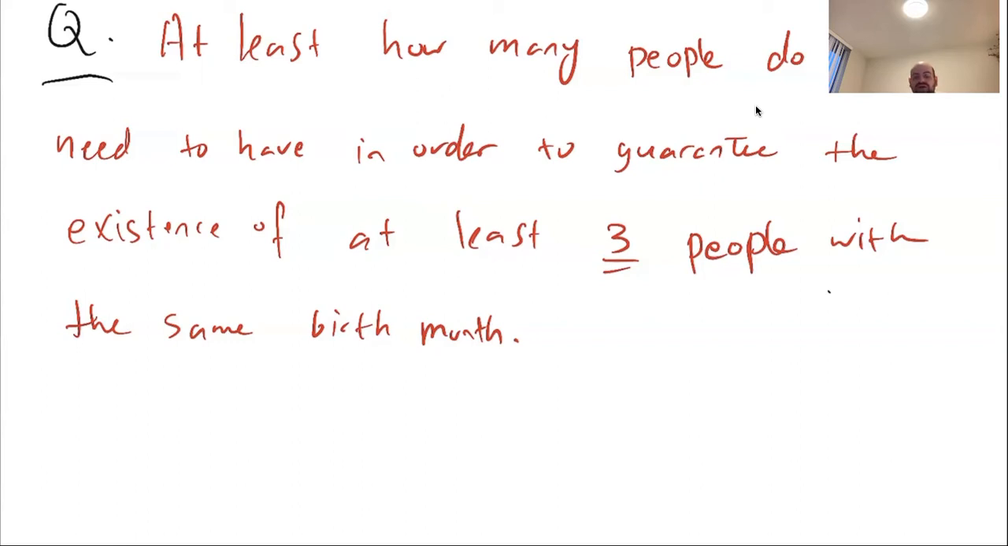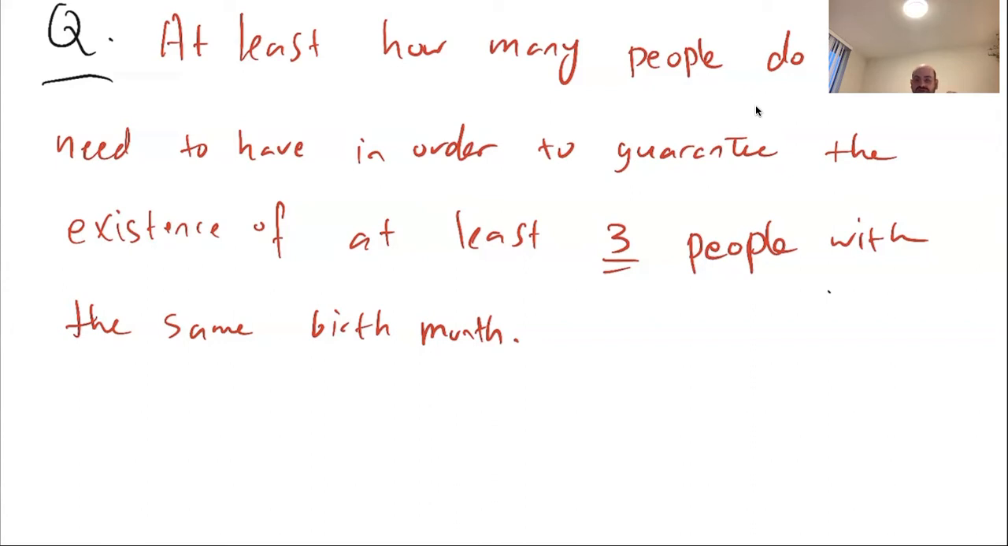So even if I have only 3 people, it's possible that they have the same birth month, but it's possible that they don't have the same birth month. So how many do I need in order to have a guarantee? If I have 12 people, I still can have 12 people with all different birth months. It is possible. So I cannot have a guarantee that even 2 of them have the same birth month.